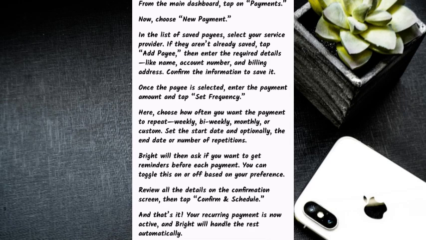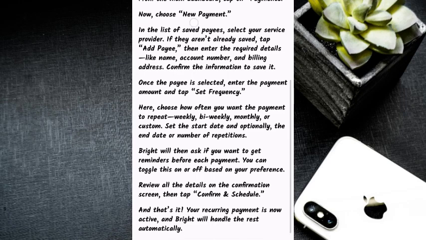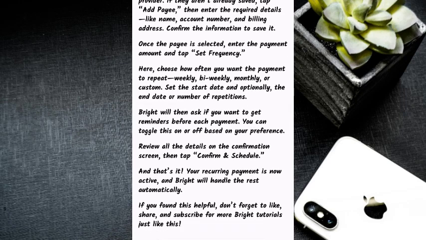Bright will then ask if you want to get reminders before each payment. You can toggle this on and off based, of course, on your preference. Review all the details on the confirmation screen and then tap Confirm and Schedule. And that's it. Your recurring payment is now active and Bright will handle the rest automatically.